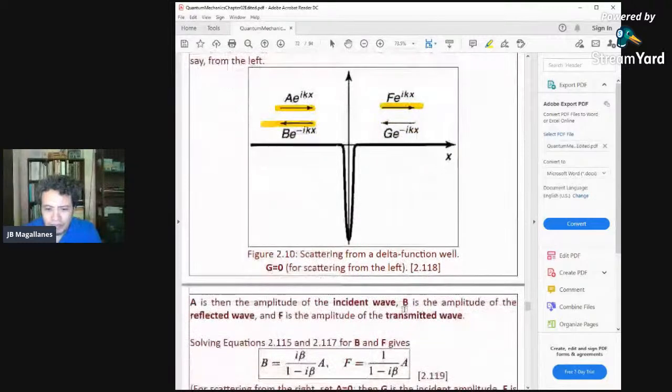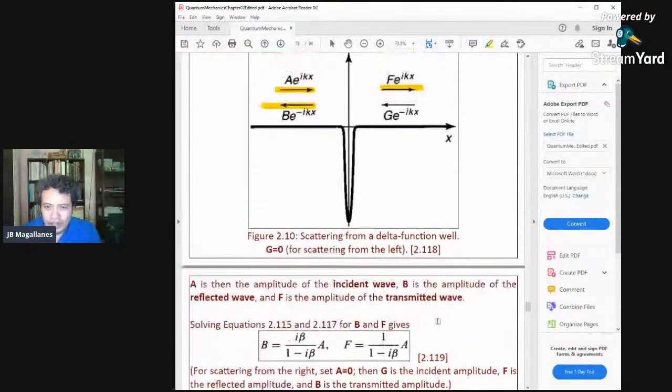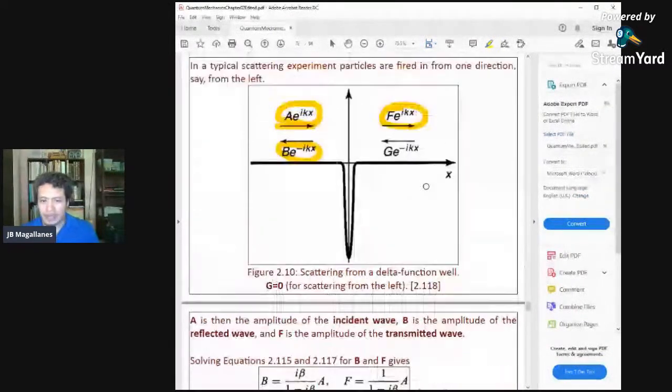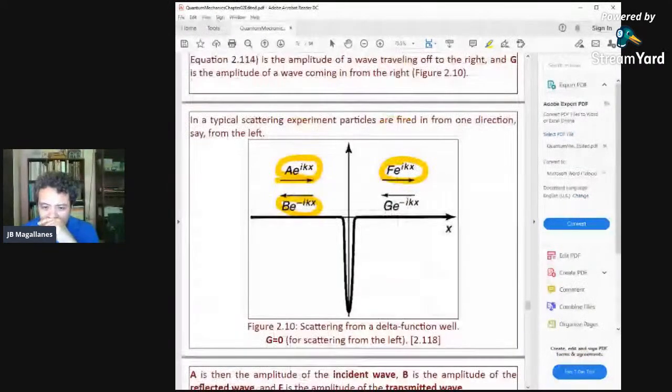And of course, we call this wave the incident wave. This one is the incident wave. This one is the reflected wave. This one is the transmitted wave in a scattering experiment. We can set G equal to 0 for scattering from the left.